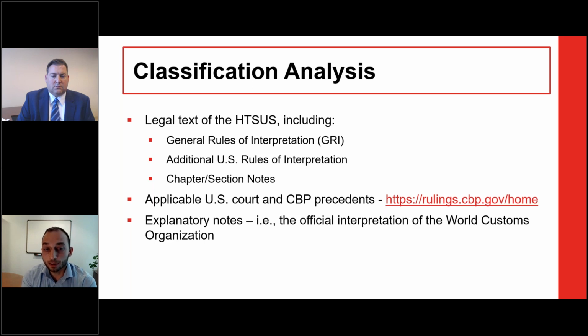And lastly, the explanatory notes are very helpful as well. They are the official interpretation of the World Customs Organization, which publishes the Harmonized Tariff Code and is accepted globally by almost all countries. And in those notes, they identify what type of products are included within a 4 or 6 digit tariff code, and what type of products are precluded from classifying under that code.